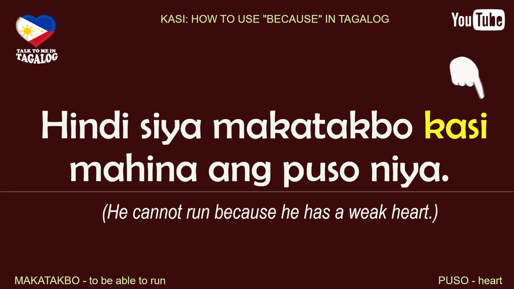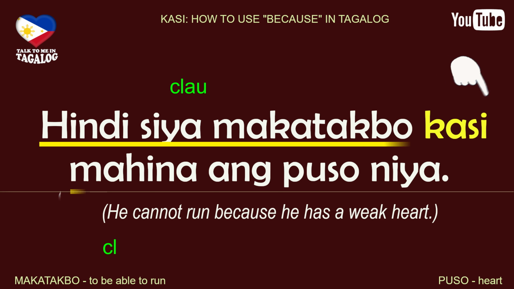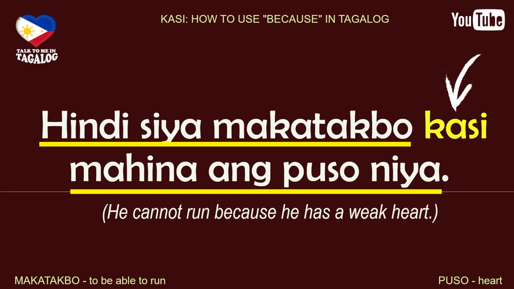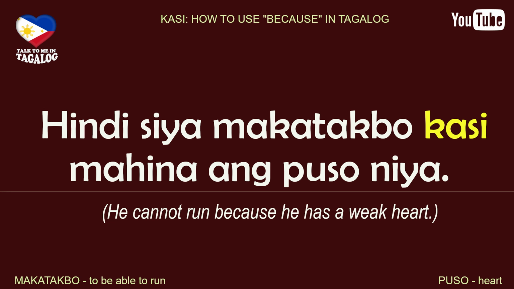Let's now use kasi as a conjunction to connect two independent clauses. Being a conjunction, kasi must be placed in the middle of the sentence or between the situation and the given reason. Hindi siya makatakbo kasi mahina ang puso niya. Meaning, he cannot run because he has a weak heart.